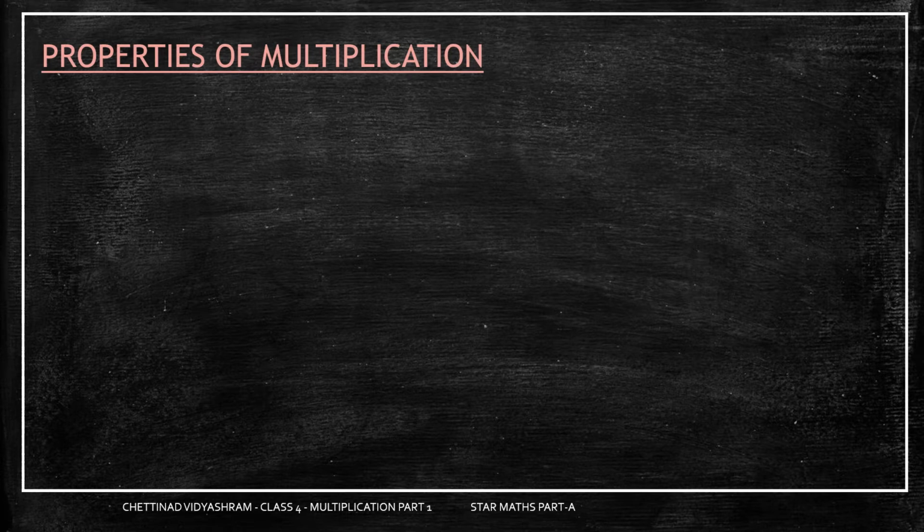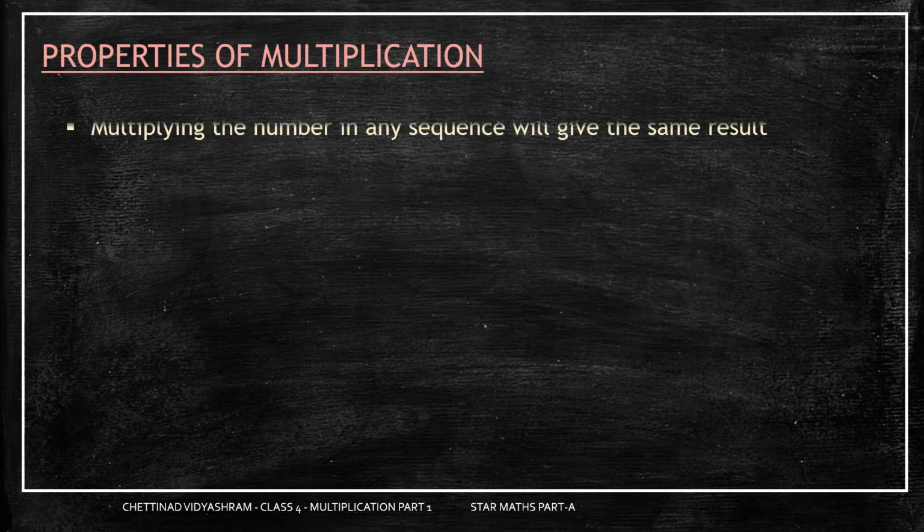Let us see the properties of multiplication. Multiplying the numbers in any sequence will give the same result. Example, 12 into 8 is equal to 96, or this is also equal to 8 into 12 equal to 96.